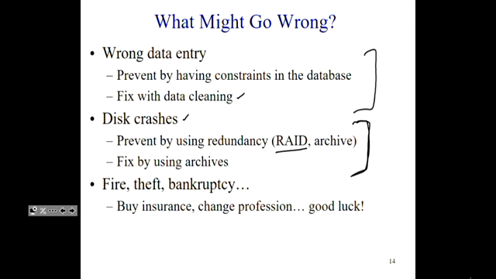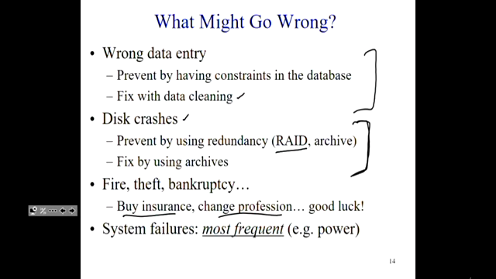I mean, those are things that you can't really handle with any database system functionality, right? So you can buy insurance and change profession, but good luck with those, right? So those are not things that we can handle. So what we are handling are system failures. This is by far the most common kind of thing that goes wrong.